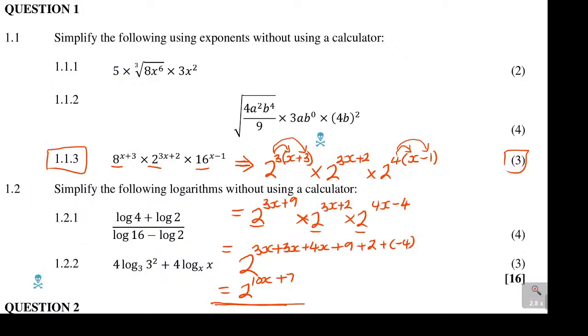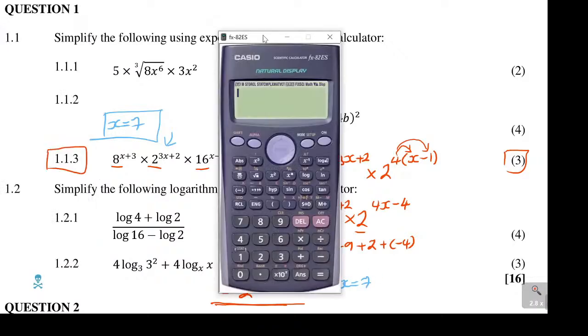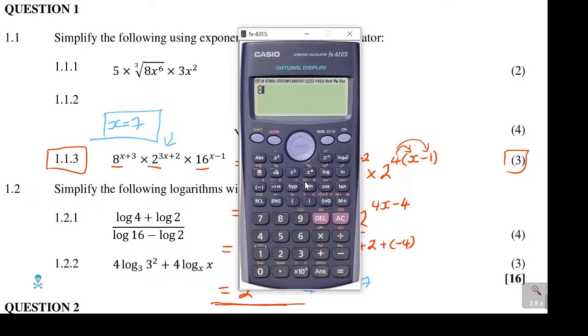Again, I test it. I think you can see that everything I'm doing, I'm testing. Choose any value of x. Let's say x is equal to 7. I test whether my answers are the same. In the first one, I've got 8 to the power of 7 plus 3, times 2 to the power of 3 times 7, plus 2, times 16 to the power of 7 minus 1. Getting a long answer, which is 1,511 times 10 to the power 23.